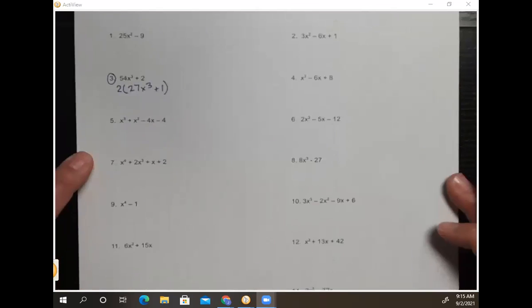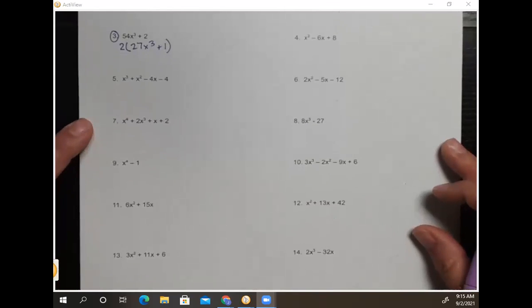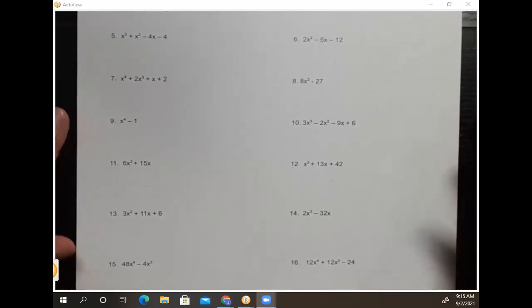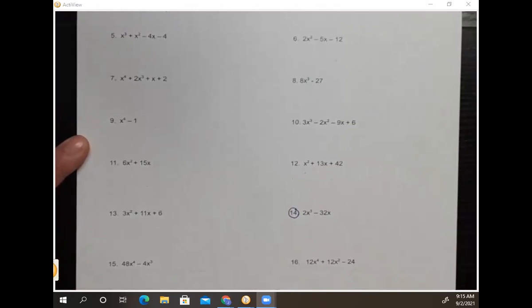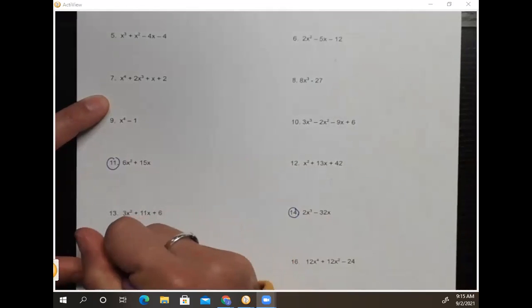Okay, let's take a look at the rest of these. Just looking for GCF, just looking for common factors, something I could divide out of every term. A little more, here we go. Any other problems that have a GCF? Maybe a factor we could divide out of every term. I heard 8, I heard 9, and I heard 15, and 11 and 14.